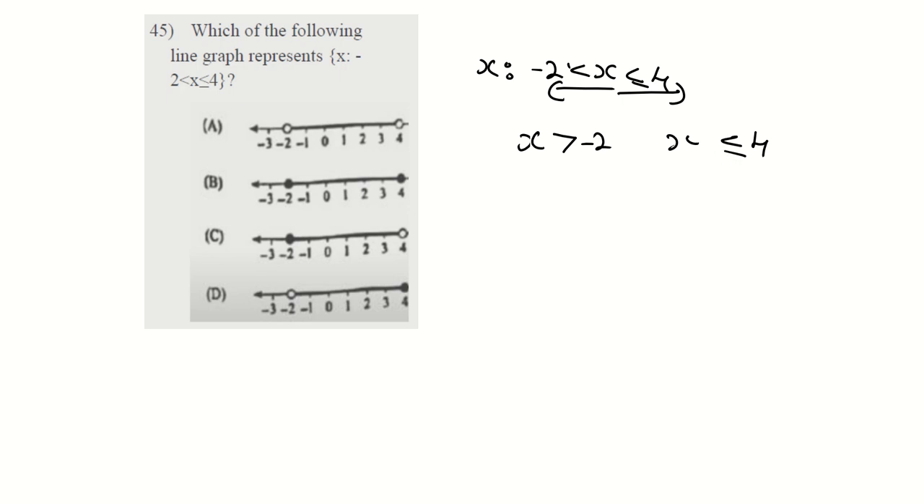Now what we have to recognize is that equal to on a number line means that the circle is shaded. So we're looking for 4 shaded, but -2 does not have an equal to, so it's going to be a circle without shading, which is D. So you'll see that at -2 it is not shaded and at 4 it is shaded. Because of that equal, we have to put a solid circle.